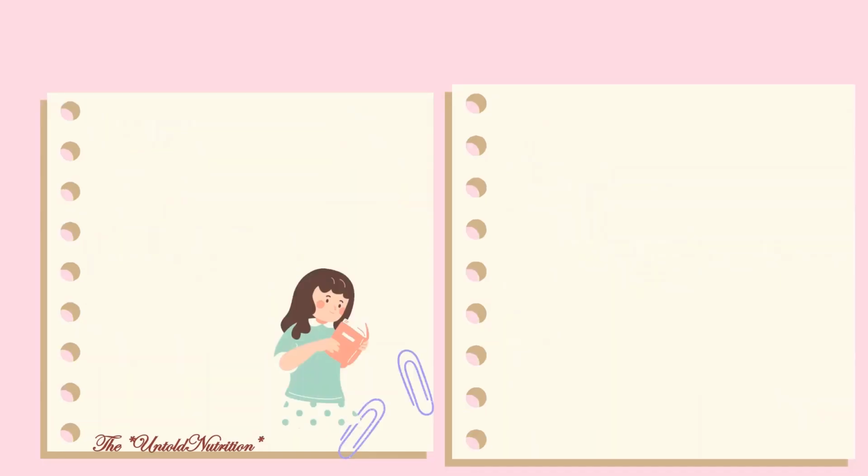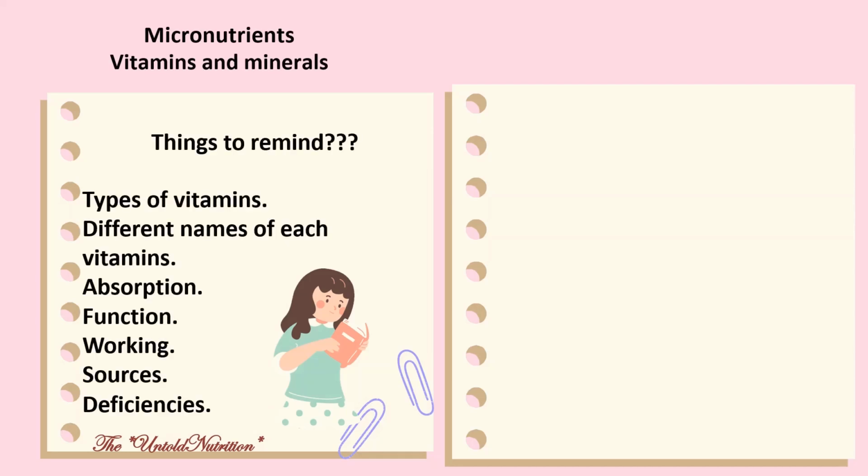Now, the favorite and tricky part, that is micronutrients. As we know, micronutrients include vitamins and minerals. So what to remember is types of vitamins like fat soluble, water soluble, and their examples. Name of each vitamin. There are different names. How absorption takes place, their functions, their working, sources, deficiencies. Deficiency is a very important part. I will explain you about it further.